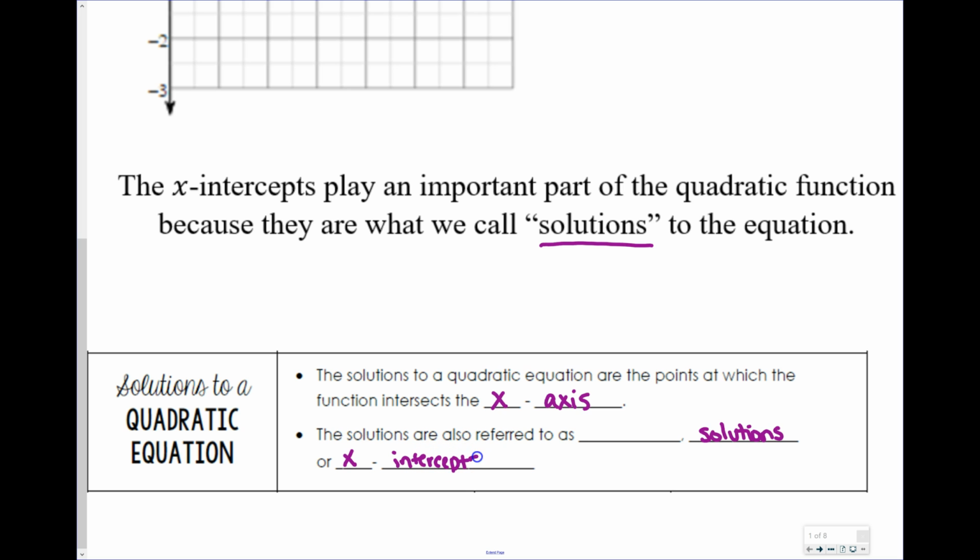And the last one is going to sound funny, but we actually also call these zeros of the function. They're called zeros, okay? Another word for them that we're going to see later is called roots. So there's actually 4 different names for these points on a graph. That's how important they are. They have a lot of different names, okay?